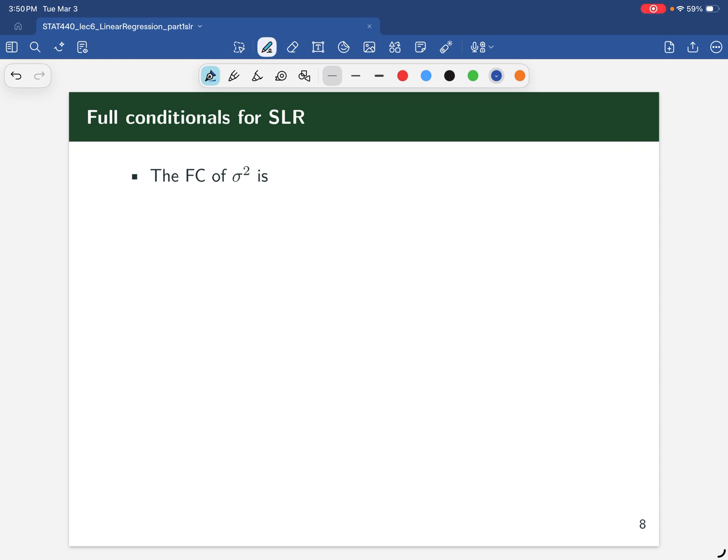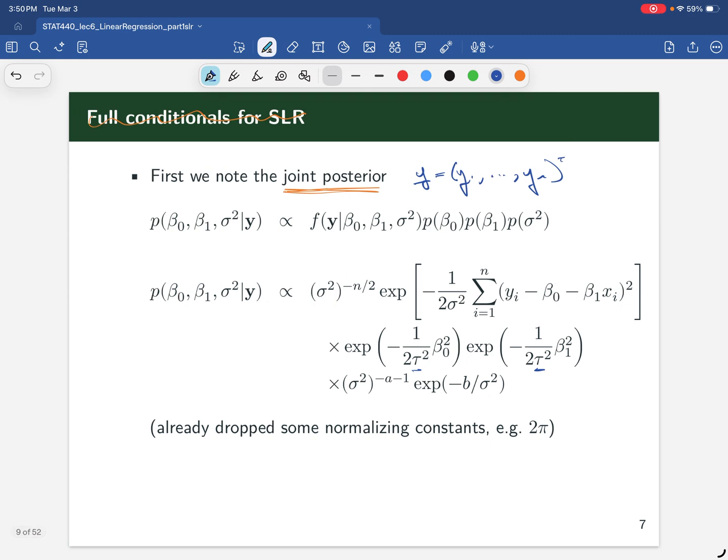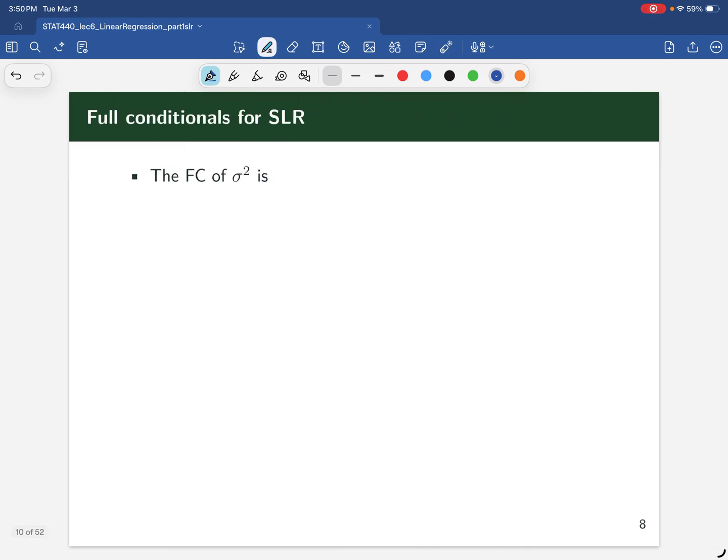Where we left off was we had written down the full joint posterior, which is right here, but this is not the model we're going to draw from. Rather than trying to draw from the joint distribution of beta naught, beta 1, and sigma squared, we're of course going to do a Gibbs sampler where we step through those. And so we need to know the full conditionals of each of those guys. So that's the goal of this video. Let's get through these full conditionals.